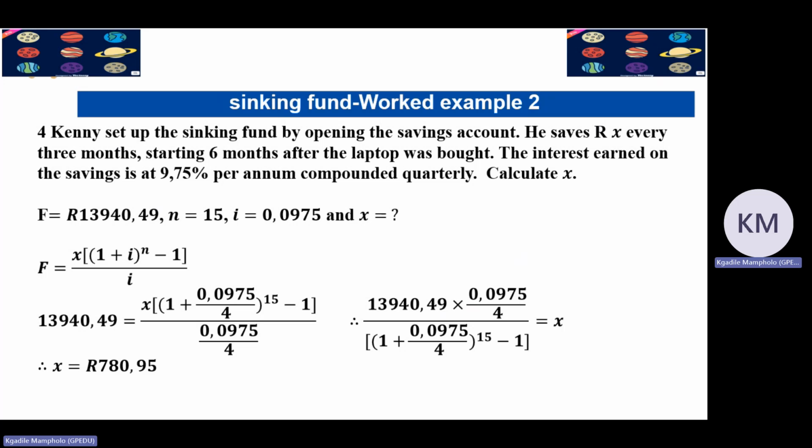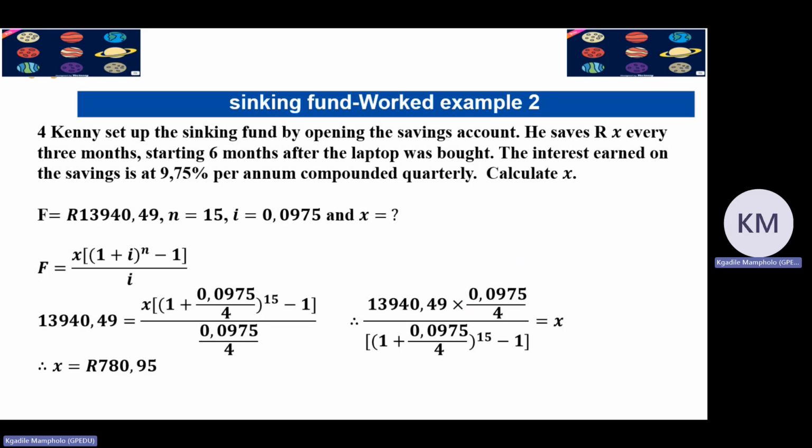Then he sets up the sinking fund by opening a savings account. He saves X rand every 3 months, starting 6 months after the laptop was bought. The interest earned on the savings is 9.75% per annum compounded quarterly. Compounding period, very important. F is the sinking fund calculated in the previous slide, and N will be 15. It is 15 because it will be 4 times 5. Remember, it's quarterly. You change your years to quarters.